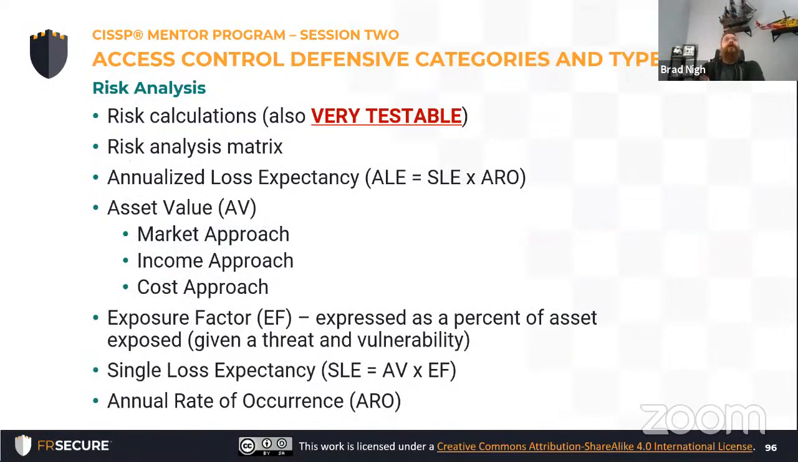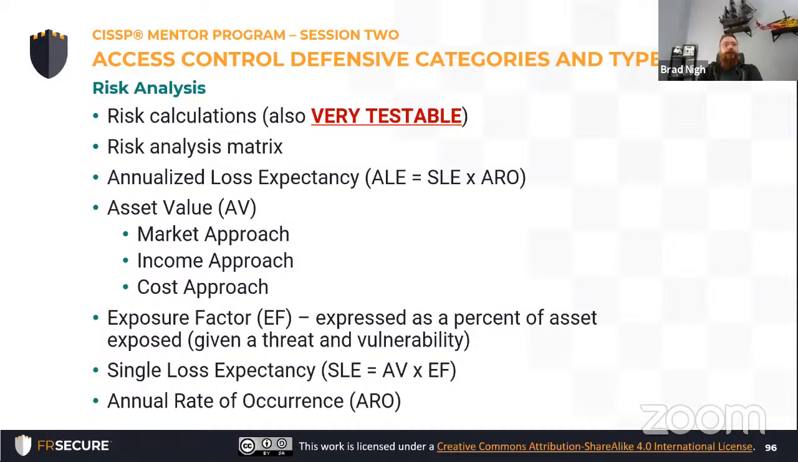All right. Risk calculations, you have got to know these. Very, very testable. And oh my gosh, I think, well, I did the 250 question test. I had so many. I don't even know. I kept going, oh, come on, are you kidding me? So you are going to absolutely need to know all the acronyms and all the formulas.